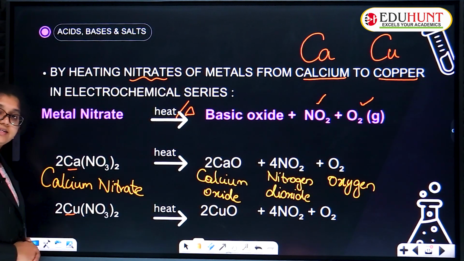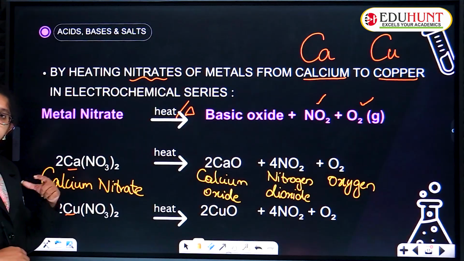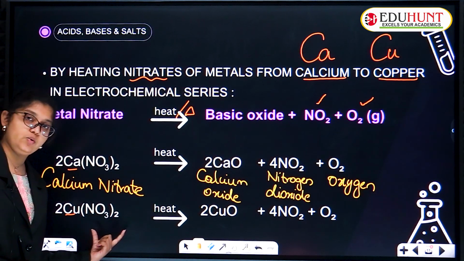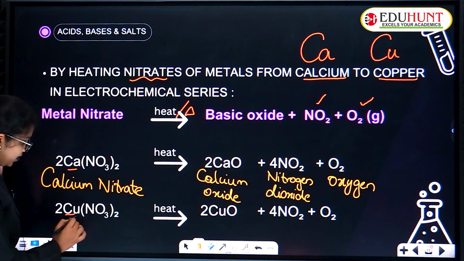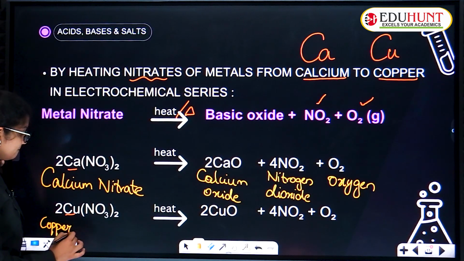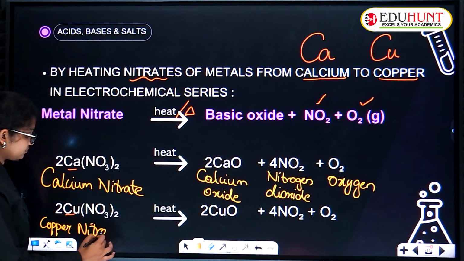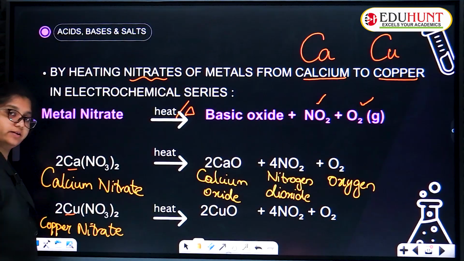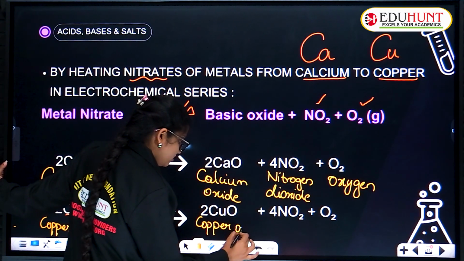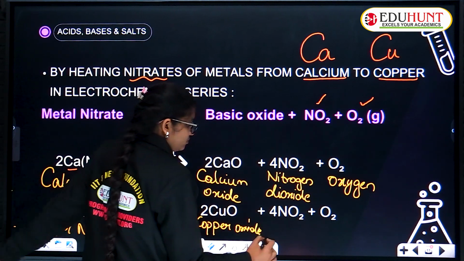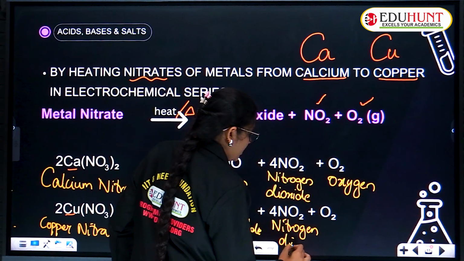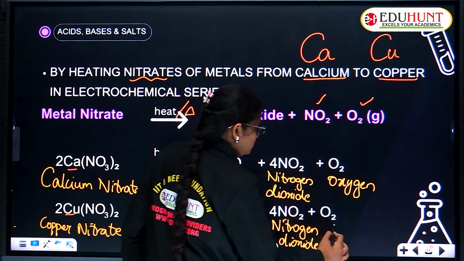Yes. The second example is the same. Compared to the previous carbonate, we have NO3 twice in the place of CO3. What is the name of 2Cu(NO3)2? The name of this is copper nitrate. Upon heating, what do we get? We get a basic oxide, copper oxide, also nitrogen dioxide and oxygen gas. Okay.